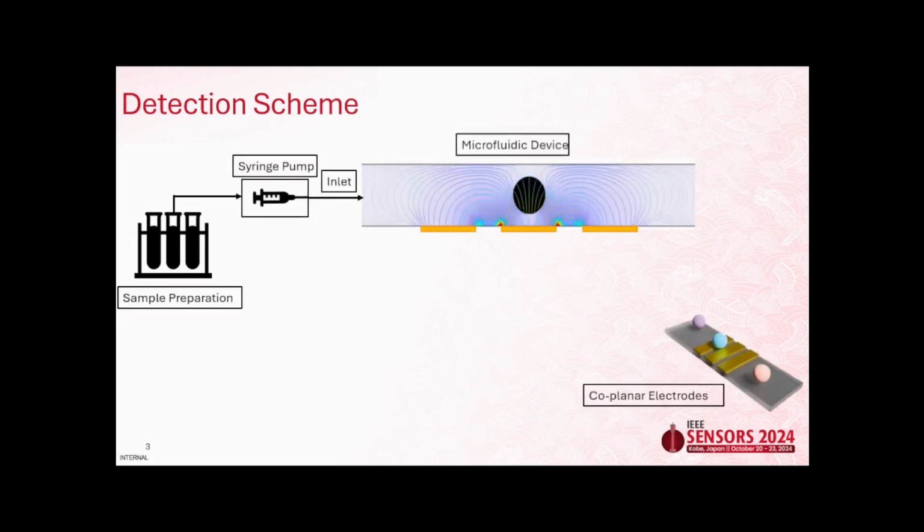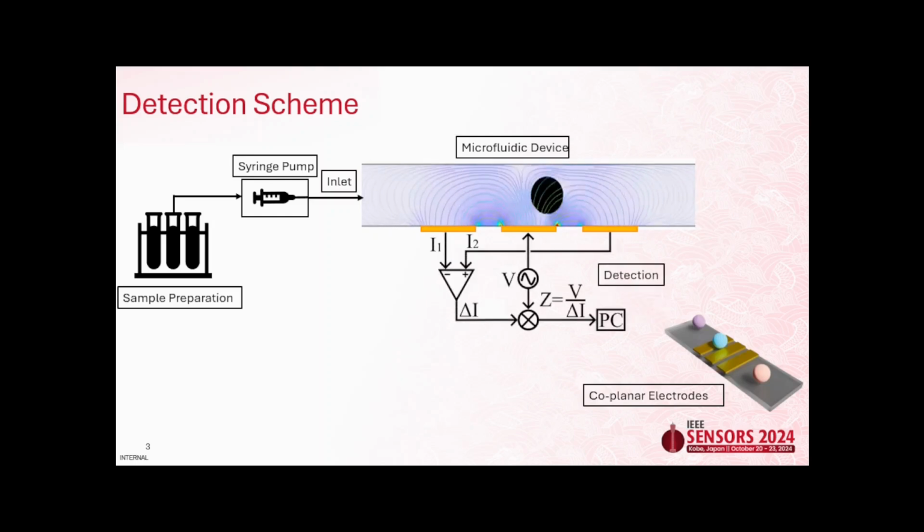But how does an impedance flow cytometer work? Everything starts with the preparation of the sample. When the sample is prepared, it is injected using a syringe pump into a microfluidic chamber. This microfluidic chamber has 3 electrodes in the coplanar configuration, and these 3 electrodes will give us 2 sensing zones. And these electrodes are connected to a lock-in amplifier and a current amplifier for the detection.